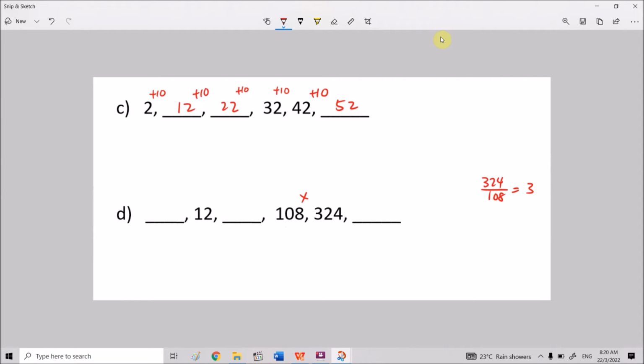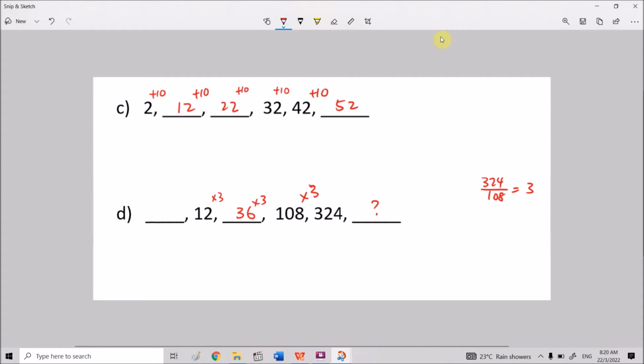So that means 108 times 3, you get 324. Of course you can check. 108 times 3, 324. So we use it here. 12 times 3, you get 36. 36 times 3, you get 108. So this proves that multiplying by 3 is the pattern for this sequence.